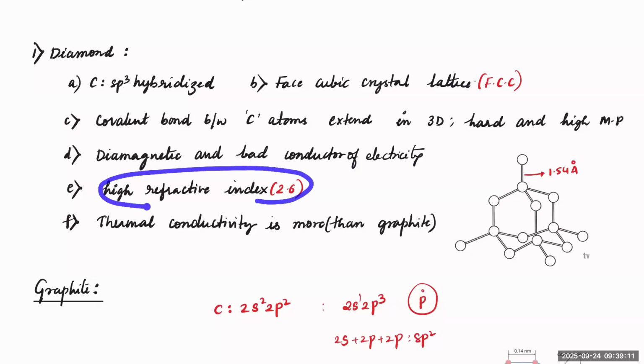Its refractive index is high, around 2.6. It is highly thermally conducting, which is more than graphite. Thermally, it is more conducting. Electrically, it is a bad conductor. And the bond length between carbon-carbon is 1.54 Angstroms. These are the basic crux of diamond.